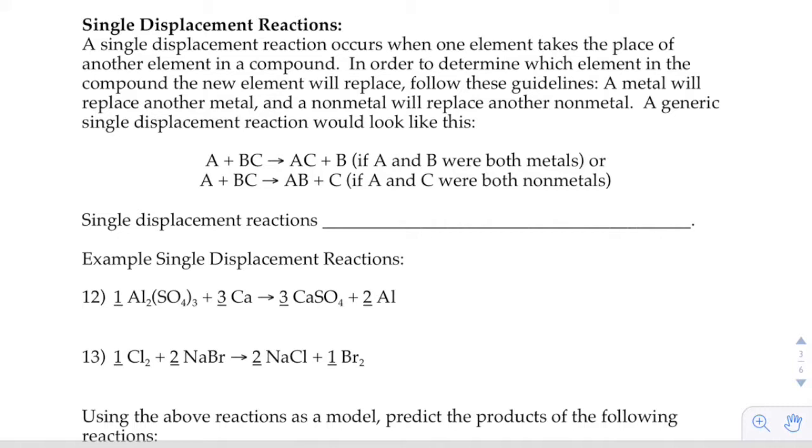How are you going to spot those from the other ones? Single displacements, it talks about how an element's trying to take the place of an element in a compound. You will always have an element, fake element A, whatever that is, plus compound BC. So it's always an element plus a compound. When you look at the examples here, here's a compound, element, element, compound, right? That's how you can spot when it's a single displacement. That's what you'll see. The tricky part about the single displacements is you have to figure out what's going to combine with what on the other side of the arrow?